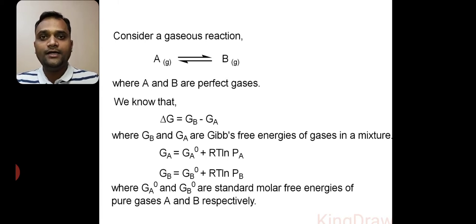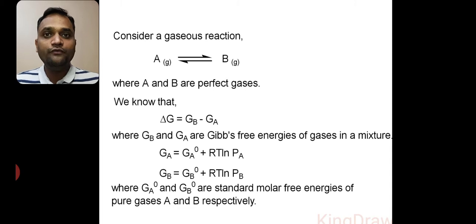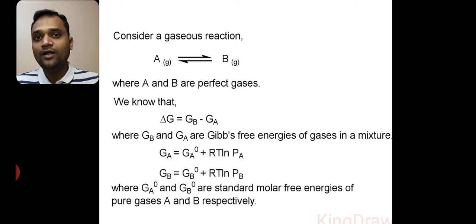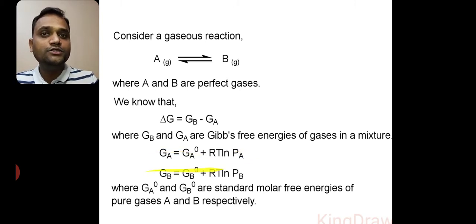Now we know that delta G is equal to Gb minus Ga. So in this case, delta G is the change in Gibbs free energy, or simply change in free energy, where Gb is the Gibbs free energy of gas B and Ga is the Gibbs free energy of gas A. So we know that delta G is equal to Gb minus Ga. Why is this? Because Gibbs free energy is a state function, therefore we can take the difference between them.